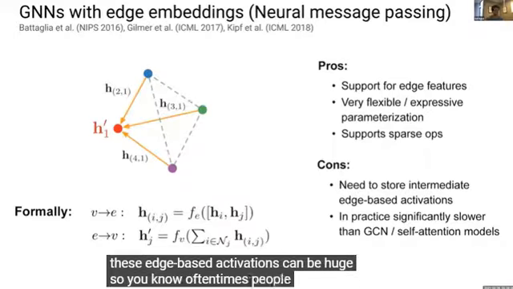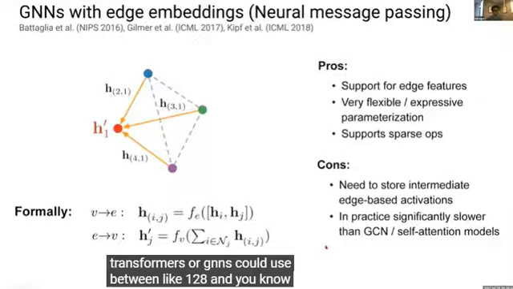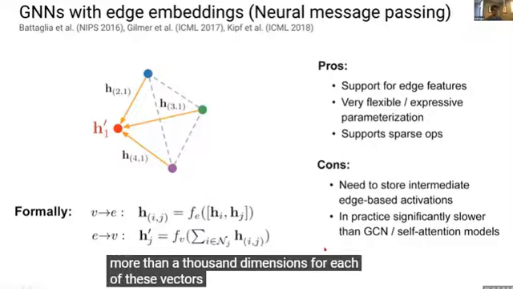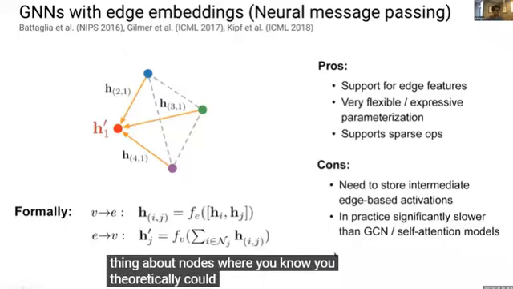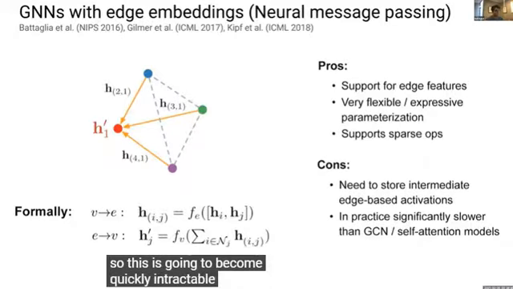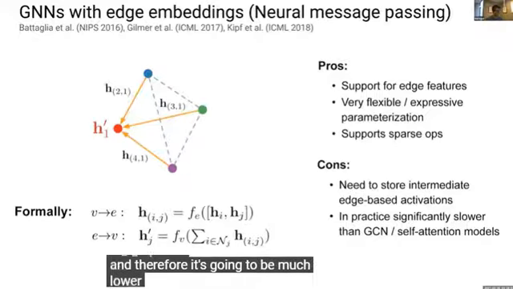So oftentimes people, for hidden dimensions in, say, transformers or GNNs, could use between like 128 and 1,000 or more than 1,000 dimensions for each of these vectors. And again, edges don't have the nice thing about nodes, where you theoretically could have n squared number of edges for a very dense graph. So this is going to become quickly intractable if you have a really big graph. And therefore, it's going to be much slower.